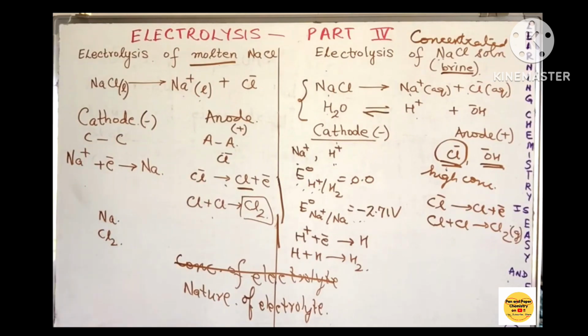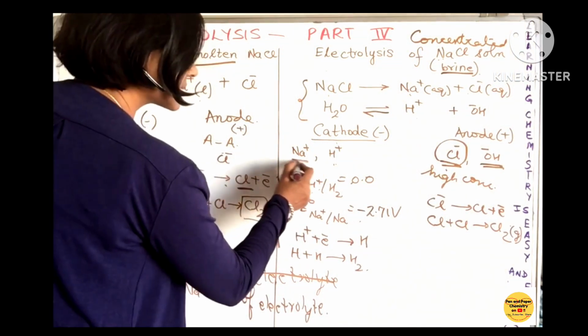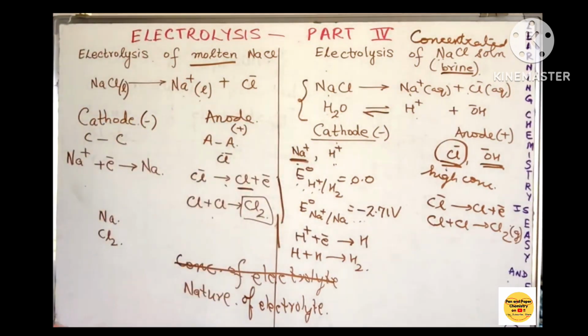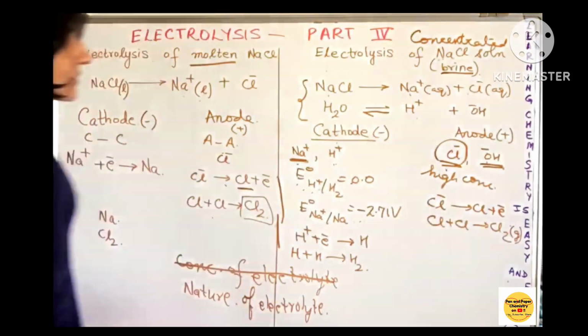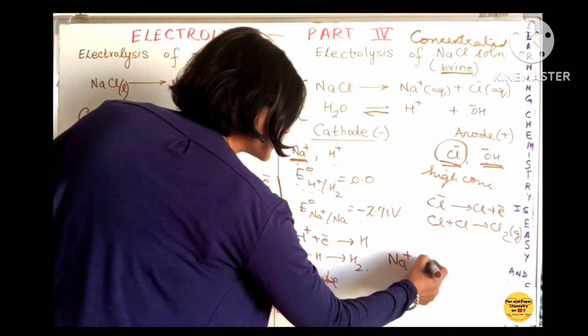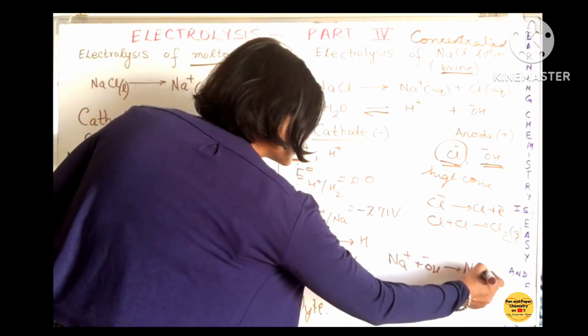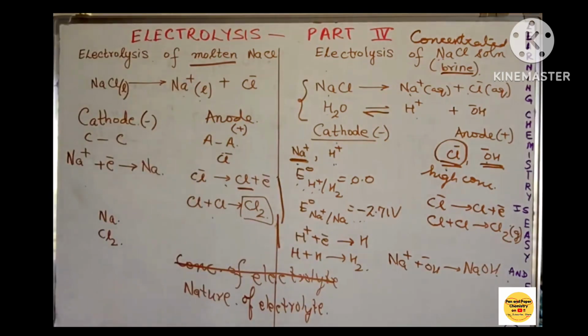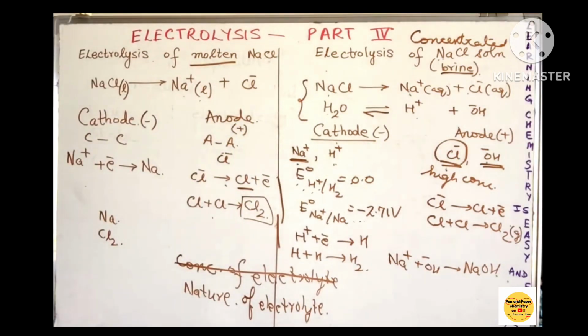How does the concentration of the electrolyte affect the nature of the products formed at each of the electrodes? So let's go to that. But before we go over here, something interesting. The sodium ions are there in the solution. The hydroxyl ions are there in the solution. So the sodium ions and the hydroxyl ions combine to give us sodium hydroxide, which is a very good cleaning agent and is used in a number of reactions.